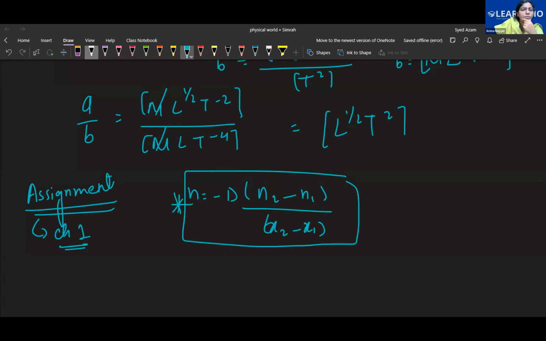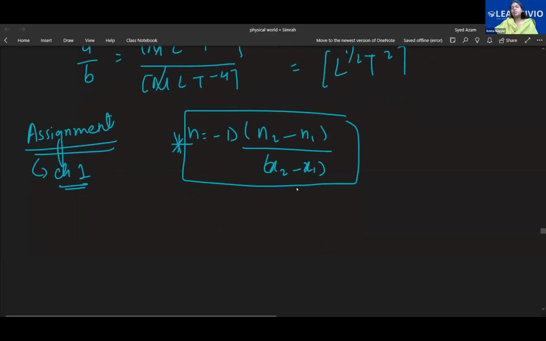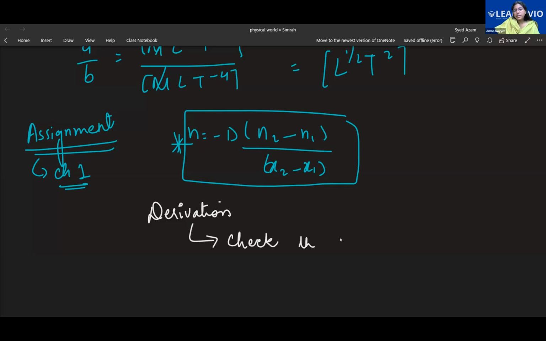One more thing, sometimes the questions are ones where we have to derive the formula. In the derivation of the formula, there are two kinds of questions. The question is the same, the method is the same. It's just that there are two ways the questions can be asked. One is that it will ask you to check the consistency of the equation. When I say consistency of equation, it will give you some equation.